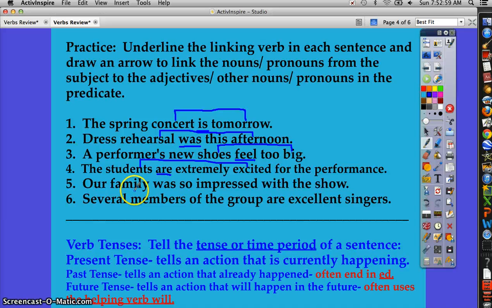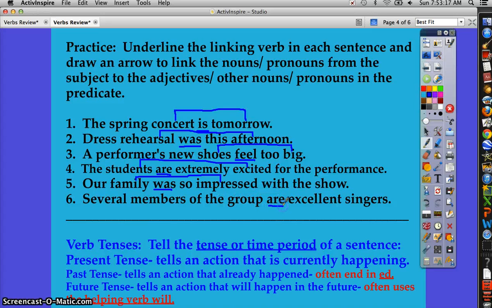Our family was so impressed with the show. Was would be the linking verb. Who or what was what? Family was impressed would be the link. Noun, the adjective again. And 6, several members of the group are excellent singers.